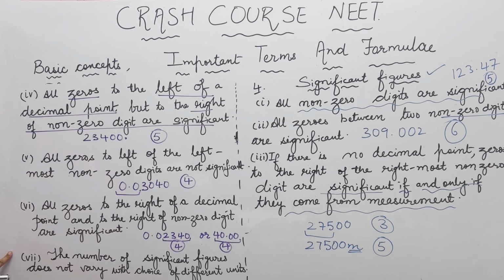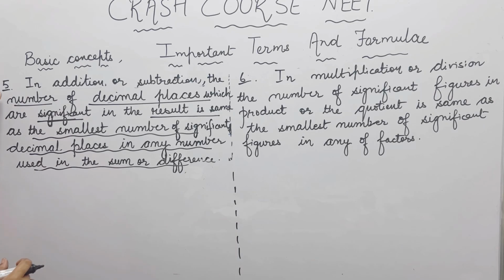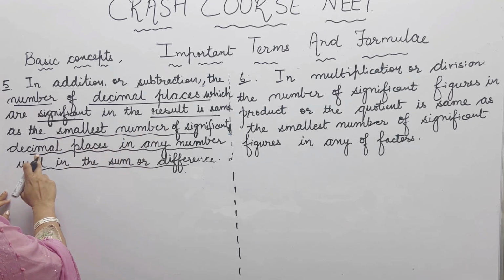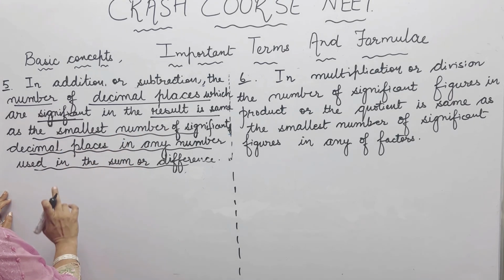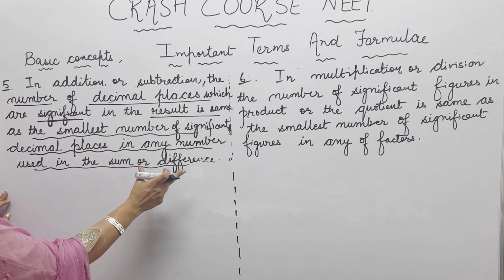The next is that the number of significant figures doesn't depend upon the choice of unit. They are independent of that and remain the same whatever the way of measuring, whichever system of units we have selected. In the fifth point, in addition or subtraction, the number of significant decimal places in the result is the same as the smallest number of significant decimal places in any number used in the sum or difference.